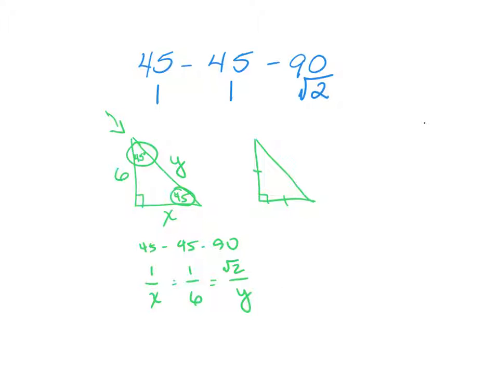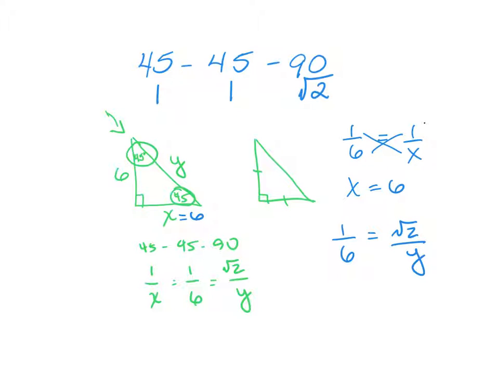Well, x is easy. Does anybody know what x is? 6. X is also 6 because those two sides are equal in a 45, 45, 90, so we know it. But let's say you didn't know that. You would take 1/6 equals 1 over x, cross multiply, and x equals 6. Now for the y, you're going to take 1 over 6 equals root 2 over y.